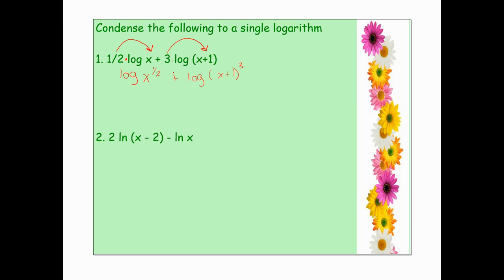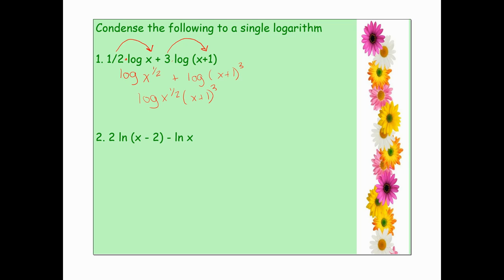Now again, this plus sign means our product property. And because our logs are common logs, they have the same base, I can now multiply. If these were not the same base, then I couldn't condense them. So now I have log x to the 1/2 times x plus 1 to the third.